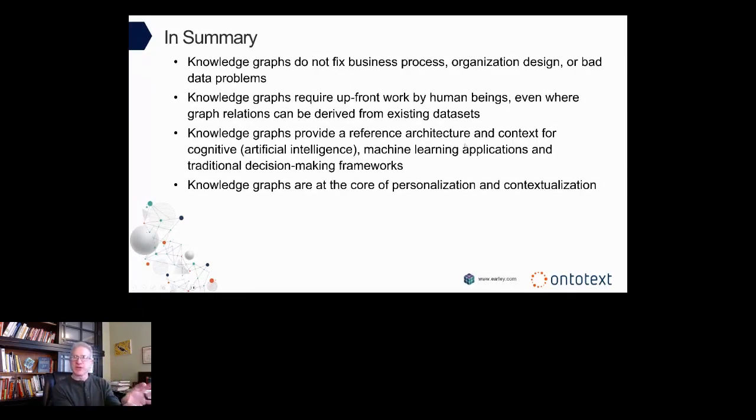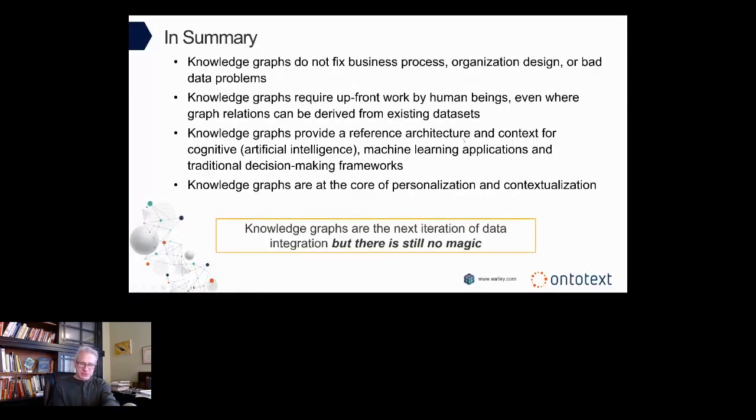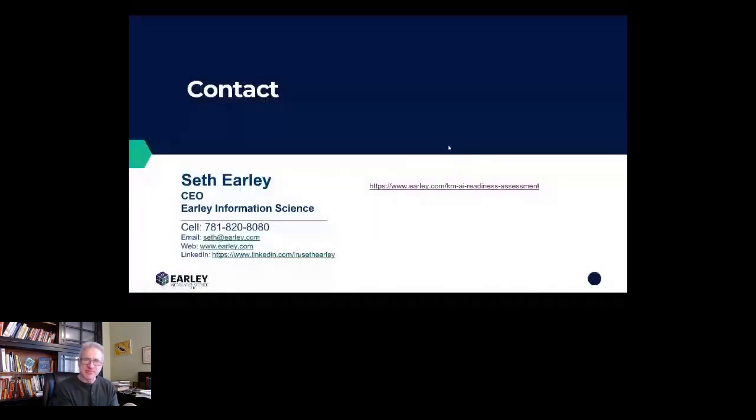I didn't show how the knowledge graph is used for content, but you guys know that. You need to tag content from a knowledge graph. And again, it's a great iteration of data integration. It has all these wonderful capabilities, but it's not magic, right? We still need human judgment. With that, I'm going to finish the talk.